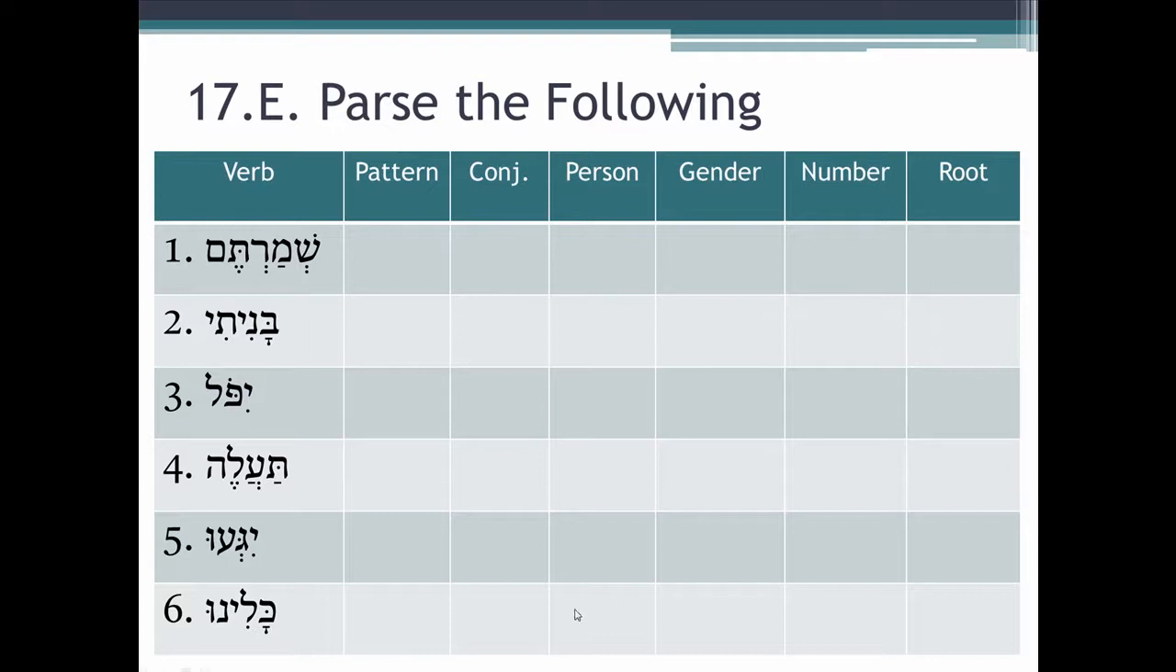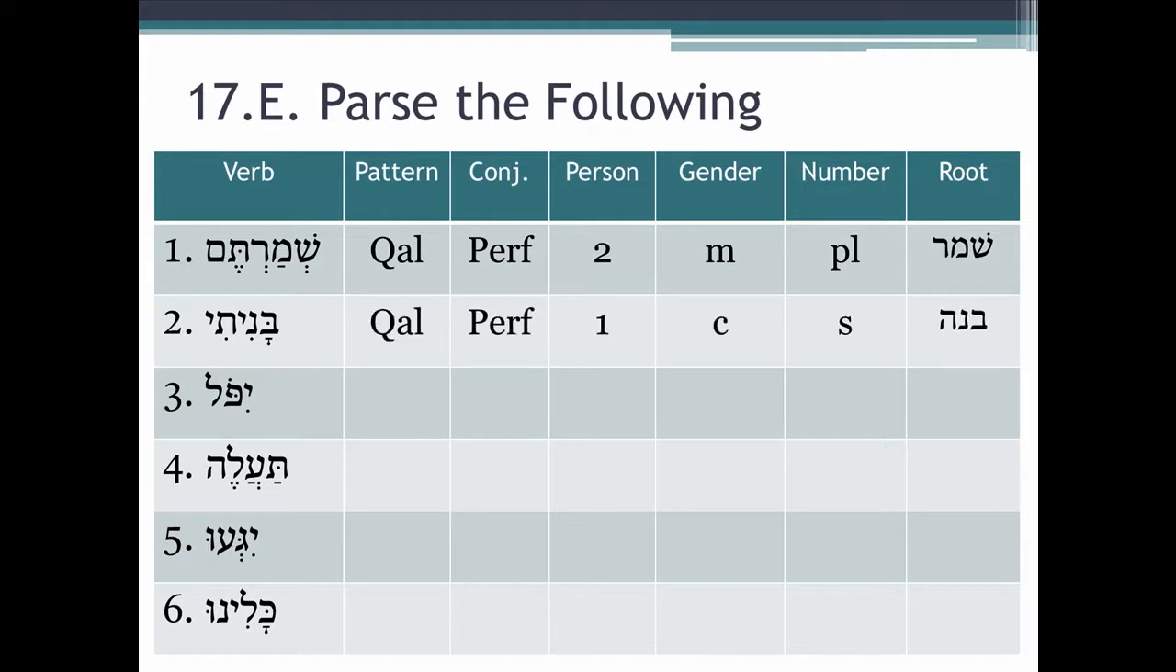Parsing. Shamartem, is there a prefix? No, that means this must be a perfect, and we've only had the Qal so far, so Qal perfect, second masculine plural. Number 2, baniti, is there a prefix? Nope. So we have a perfect, Qal perfect, first common singular from bana. Again, the third hey changes to a yod before the suffixed ending.